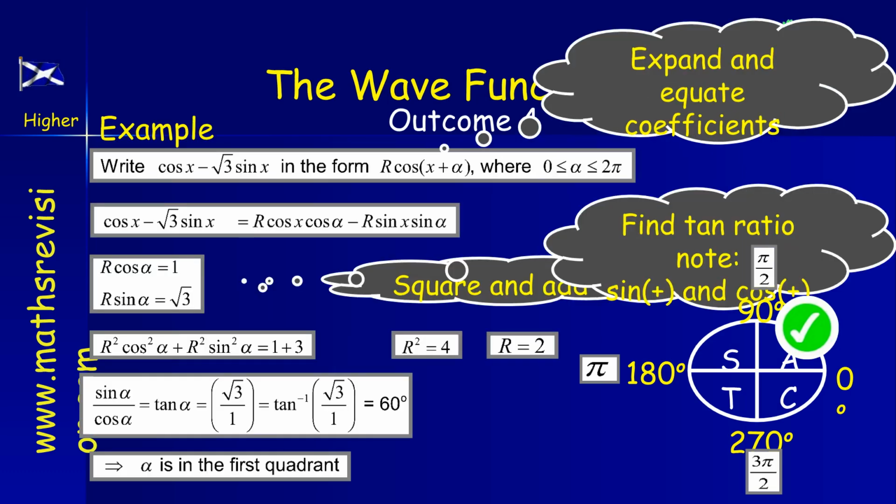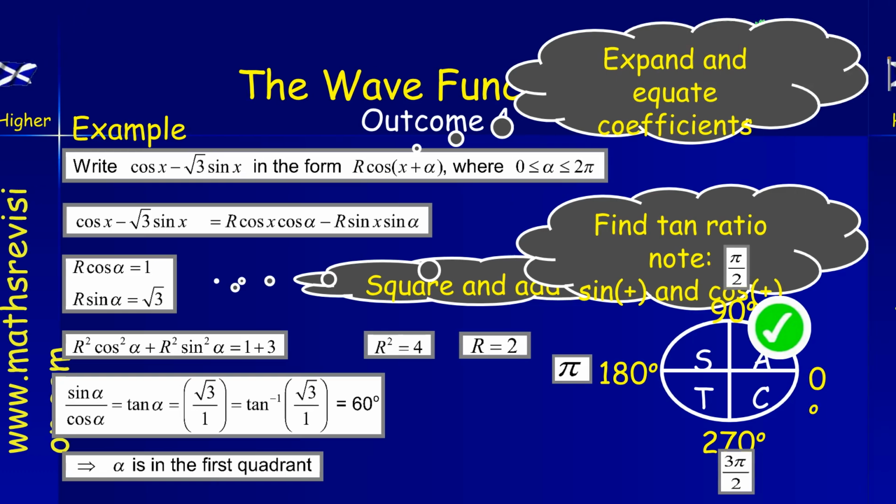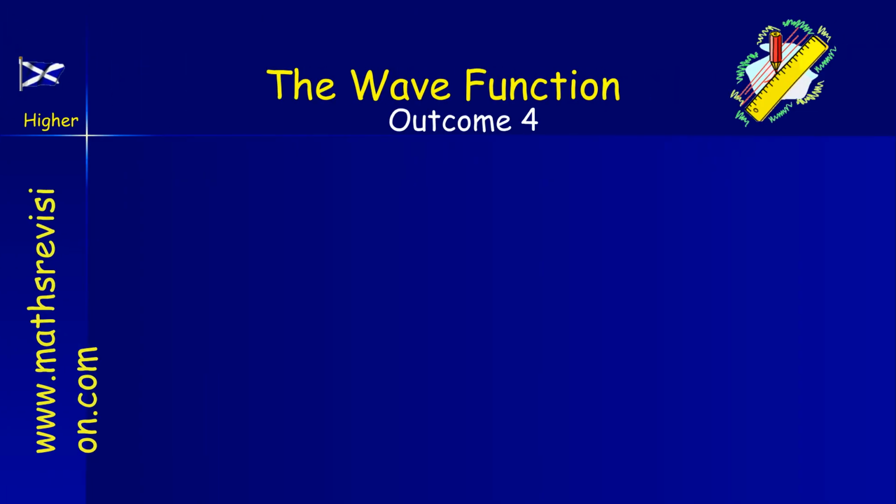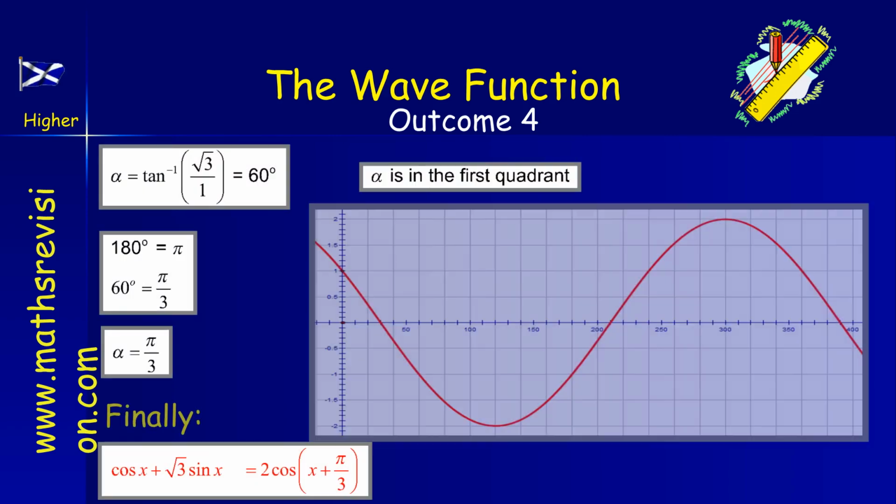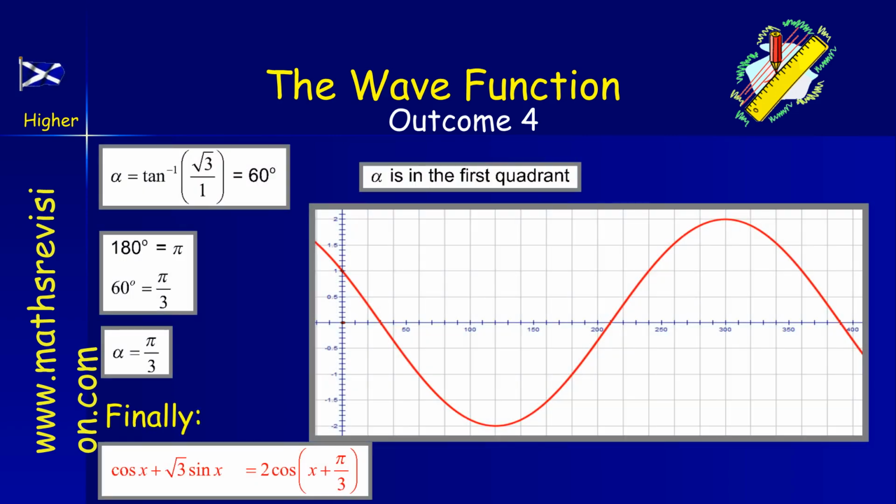Here is another example, writing cos x minus root 3 sine x in the form r cos of x plus alpha. We expand the expression, equate the coefficients, and solve the simultaneous equations for r and alpha. After calculating, we find r equals 2 and alpha is 60 degrees. Finally, we can write our original expression as 2 cos of x plus 60 degrees.